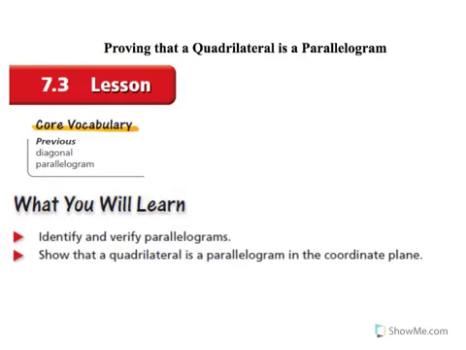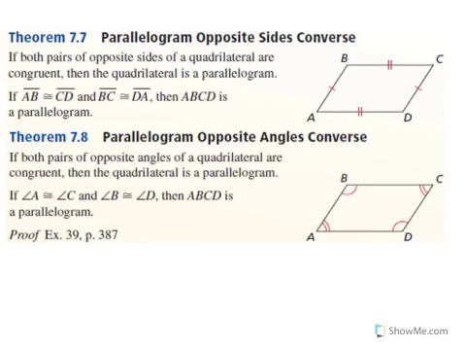Today's lesson is 7-3, and it's over proving that a quadrilateral is a parallelogram. So here is just the basis of what we're going to learn and the vocabulary. We're going to go over a diagonal and be talking about a parallelogram. Okay, we have quite a few theorems in this one that we need to go over to prove that it is a parallelogram.